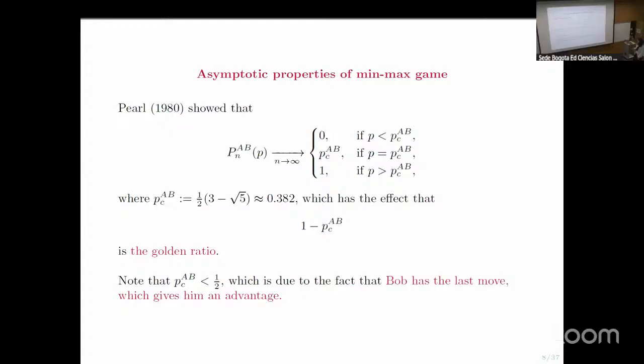You can see that this value is less than 1/2. That means that there is an advantage for Bob, and this is because Bob has the last move. Having the last move in this game gives him an advantage.